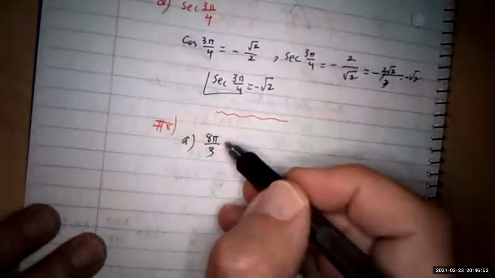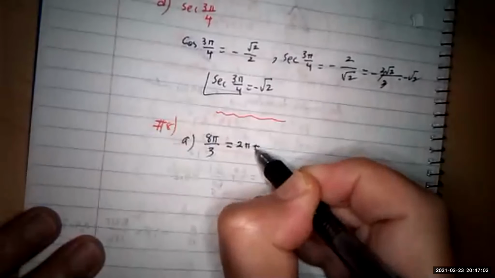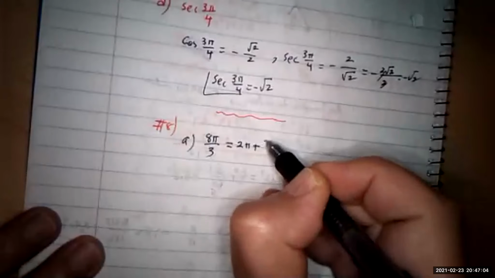So this is 480 degrees, so it's too much. You can shrink it, you can divide it. If you divide the top by the bottom, there's going to be a leftover. This is going to be 2 pi, 2 times 3, 6, and there is going to be a leftover, 2 pi third.